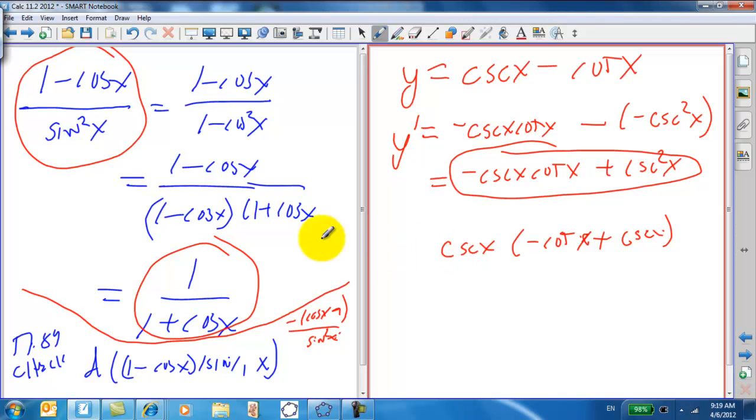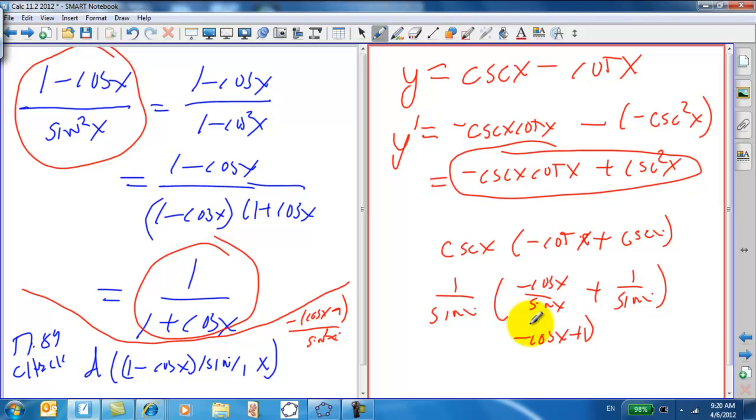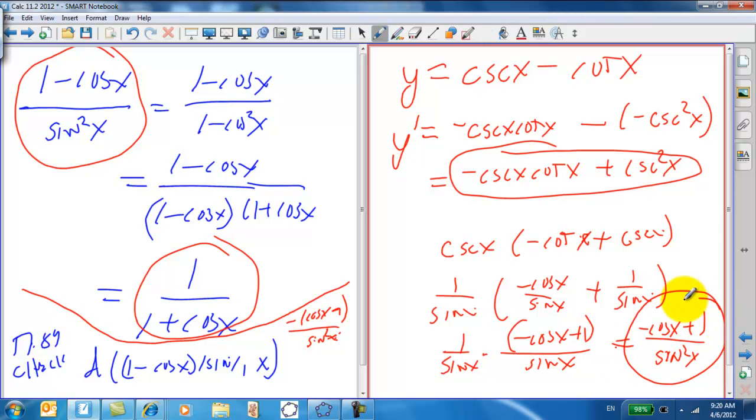And now to see how it's equivalent to the sine and cosine form, let's change everything to sine and cosine. So this is 1 over sine x. Cotangent is minus cosine x over sine x. Cosecant x is 1 over sine x. And sure enough, you've got a least common denominator, you have sine x here, so it's negative cosine x plus 1 over sine x times 1 over sine x. And we get negative cosine x plus 1 over sine squared x, which agrees with the answer we had way over here. Okay?